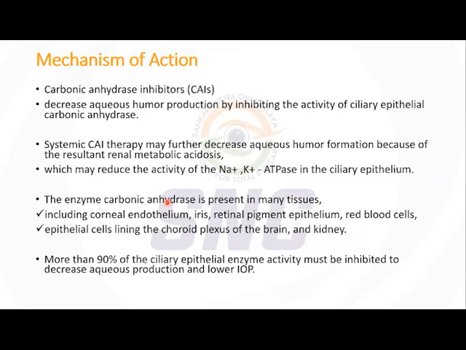The enzyme carbonic anhydrase is present in many tissues, like corneal endothelium, iris, retinal pigment epithelium, and red blood cells, and epithelial cells lining the choroid plexus of the brain and kidney. More than 90% of the ciliary epithelial enzyme activity must be inhibited to decrease aqueous production and lower IOP. That is, 90% of enzyme activity should be inhibited.